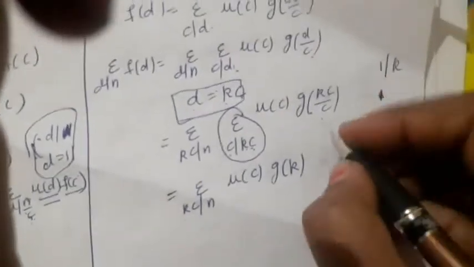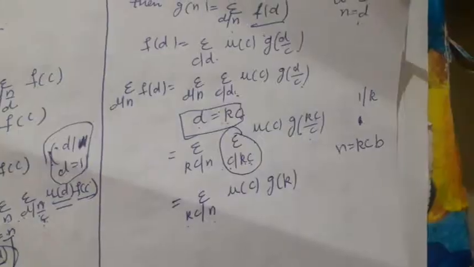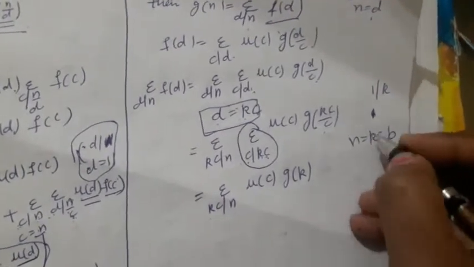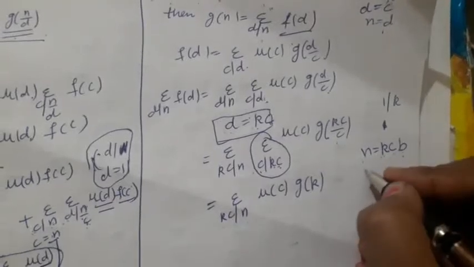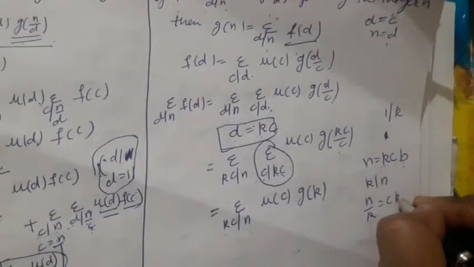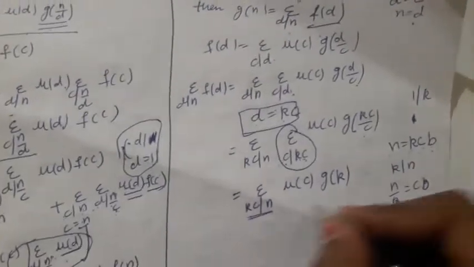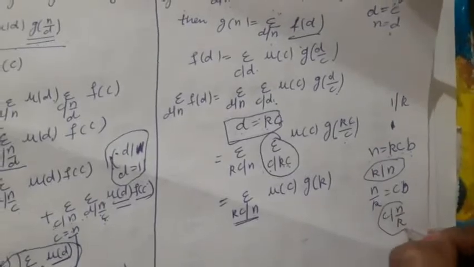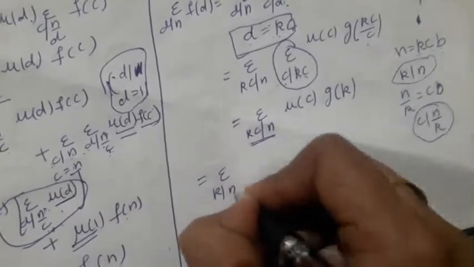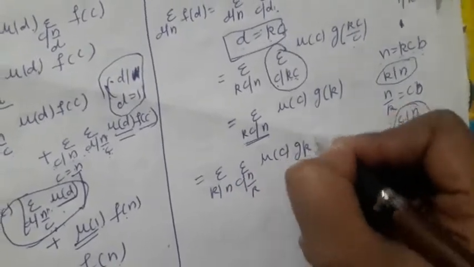This summation is to be broken into two parts. Kc divides n, n is the multiple of kc into say b. So since kc divides n, n can be written as kc into b. Therefore n is a multiple of k, k into cb. So therefore k divides n. Also if k divides n, then n by k can be written as c into b. Therefore c divides n by k. So we can convert this summation into these two summations, summation k divides n and c divides n upon k. So therefore we write summation k divides n summation c divides n upon k mu c g k.